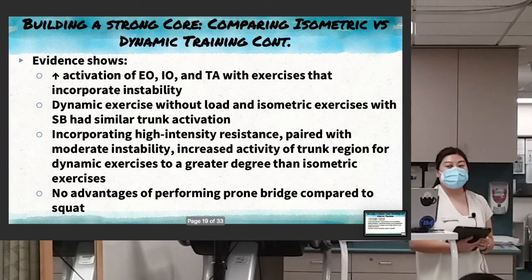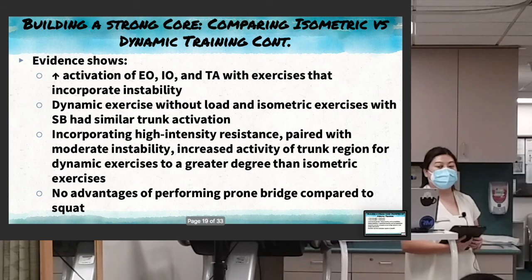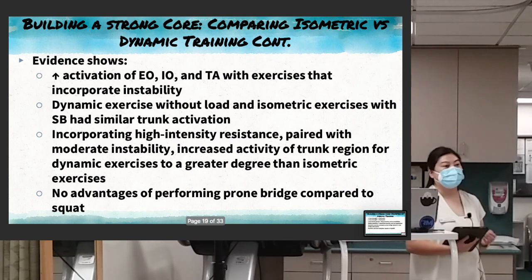There was an increased activity of trunk region for dynamic exercise to a greater degree than isometric exercises. So their conclusion was that there were no advantages of performing a prone bridge compared to a squat when looking specifically at core activation.